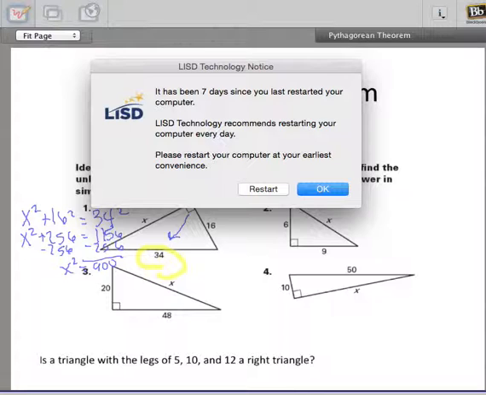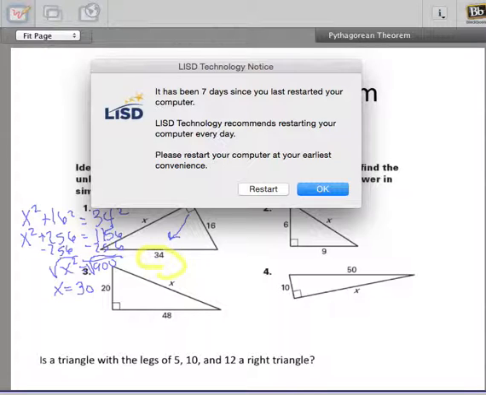Now to get x by himself, notice he's being squared, so the opposite of something squared is the square root. The square root is always the last thing that you want to do when you're solving for your Pythagorean theorem. So x equals the square root of 900, which is a perfect square. It should be 30. Perfect.